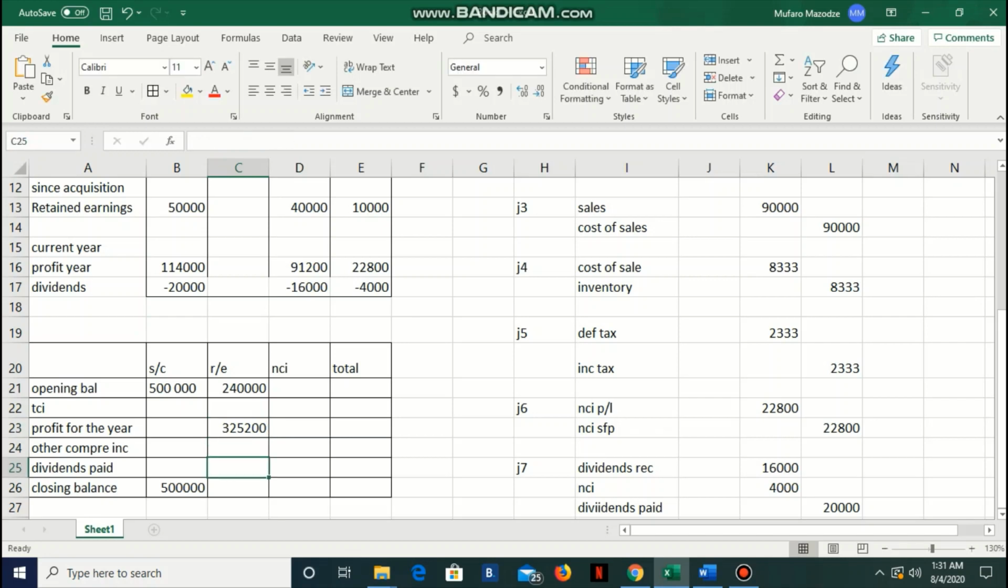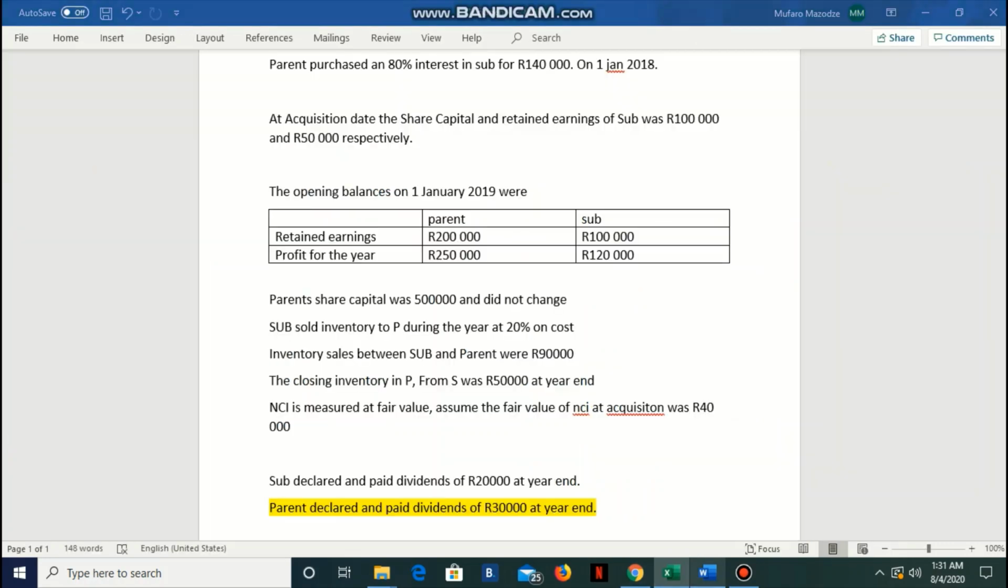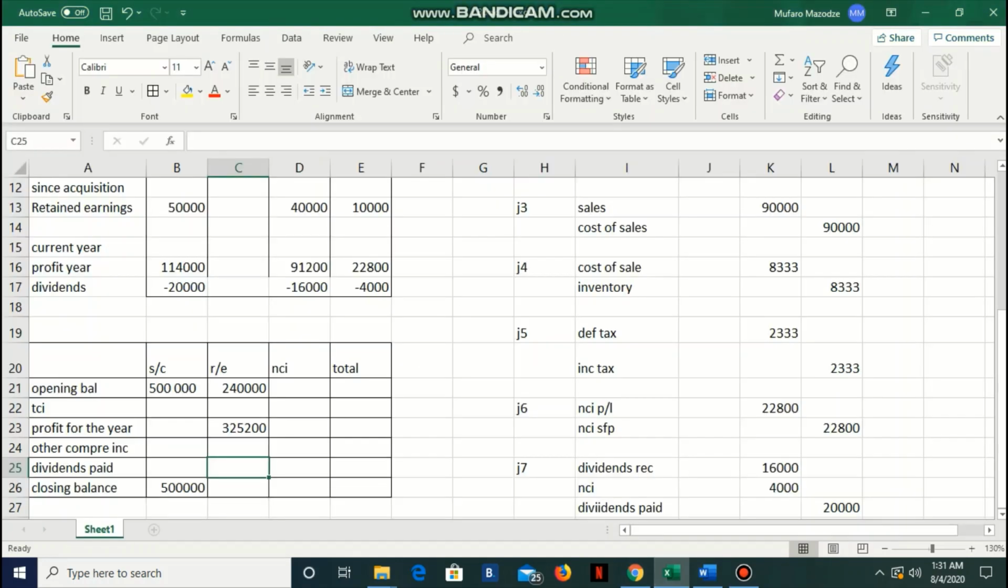Then dividends paid in the retained earnings column is the ones that the parent paid and declared, which was 30,000 rand, and that's going to be negative 30,000 rand. And then your balance is basically equals all of this, and then that's what you get.